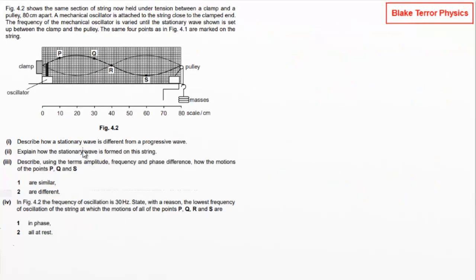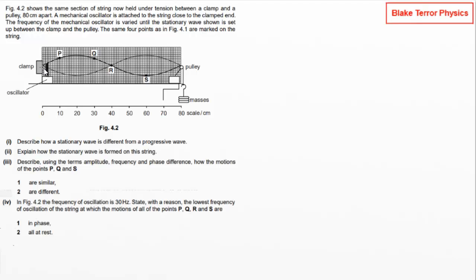Yeah, it does. Figure 4.2 shows the same section of string now held under tension between a clamp and a pulley, 80 centimeters apart. A mechanical oscillator is attached to the string close to the clamped end. Frequency of the mechanical oscillator is varied until the stationary wave shown is set up. Right, okay. And then we've got the same point. So this is the oscillator.